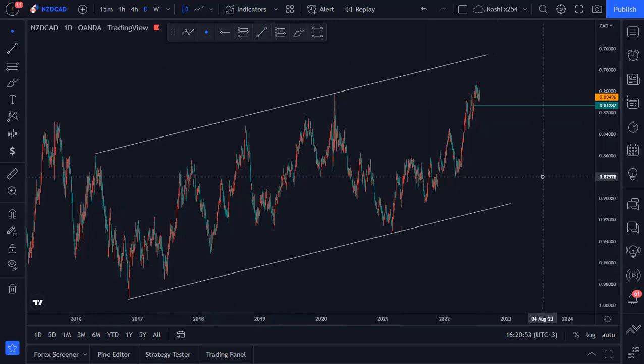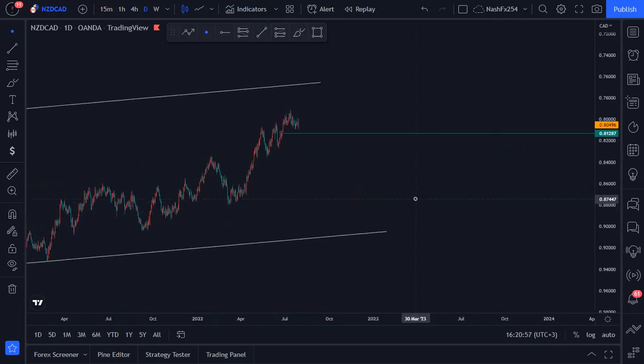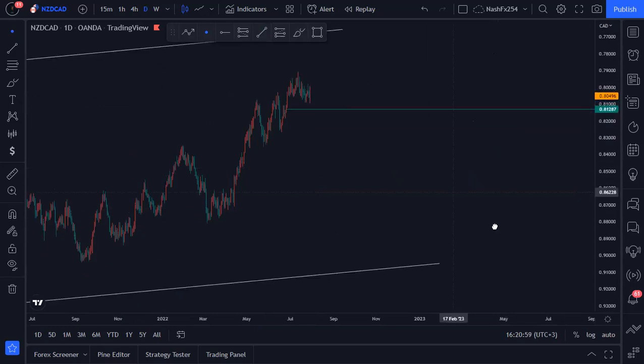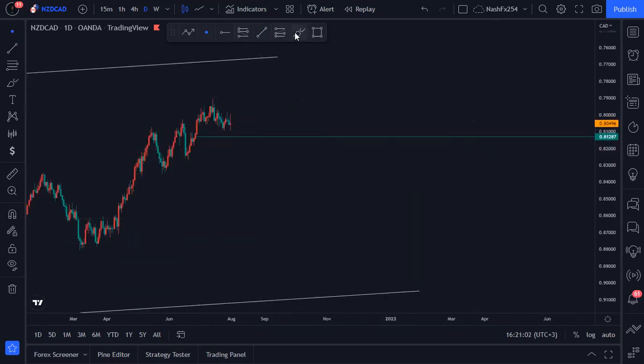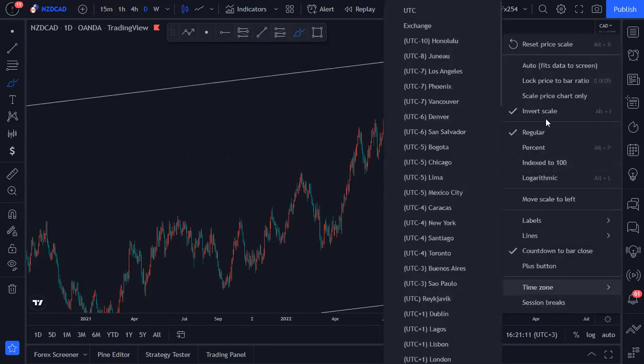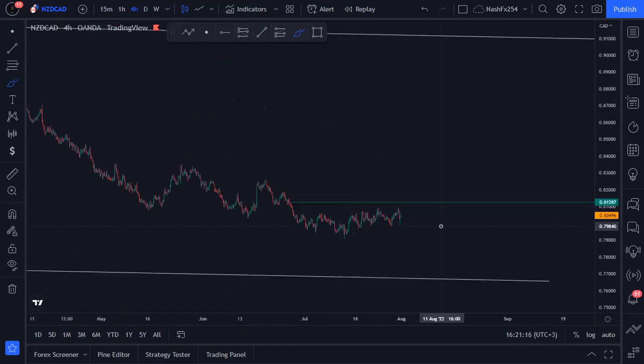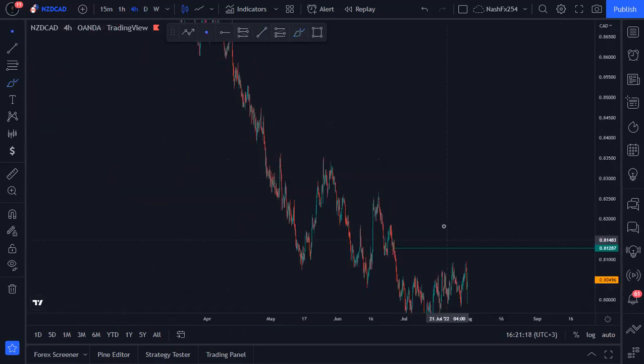This pattern is so clean, man. It's as clean as it can get. With this pattern on a daily time frame, you can clearly see this one is a correction. So potentially you might get another push to the upside. With that in mind, let's invert it back and go down to a lower time frame to see how we can take advantage of this correction over here.